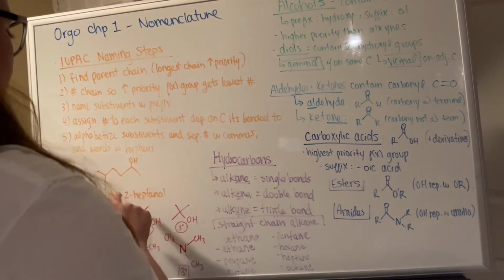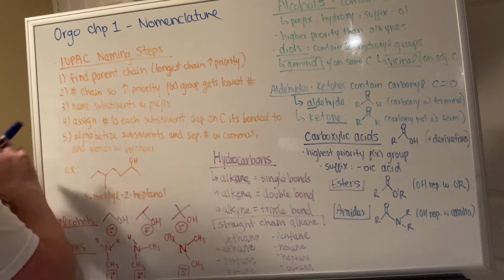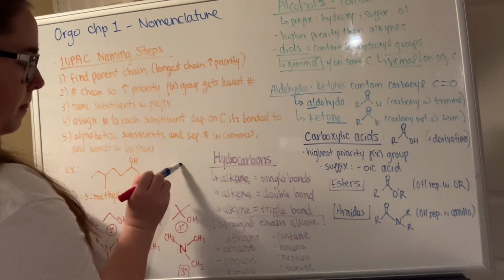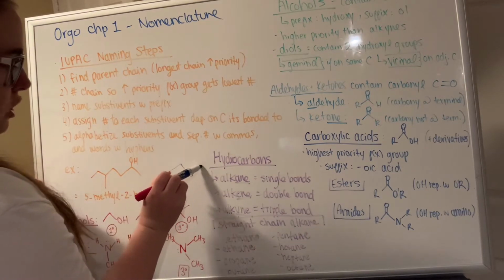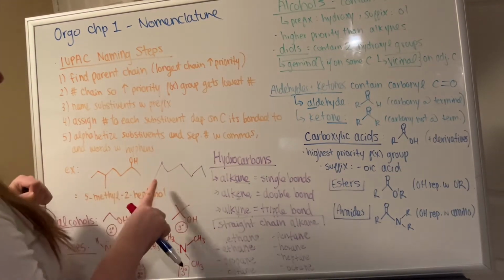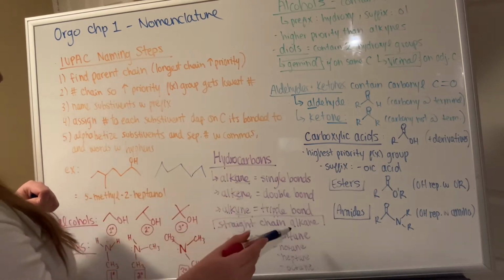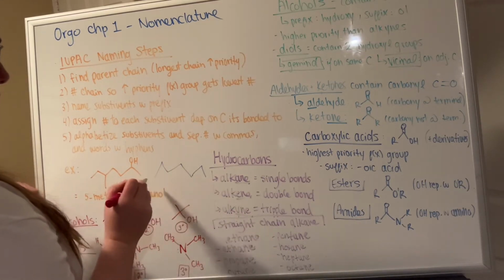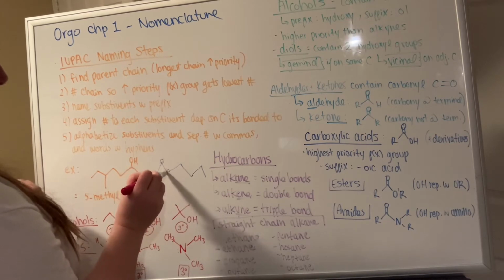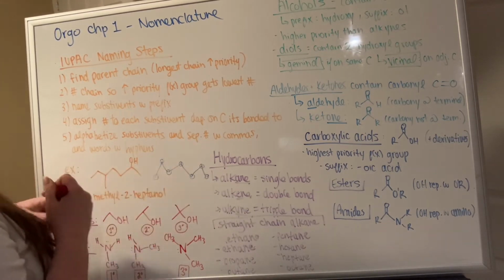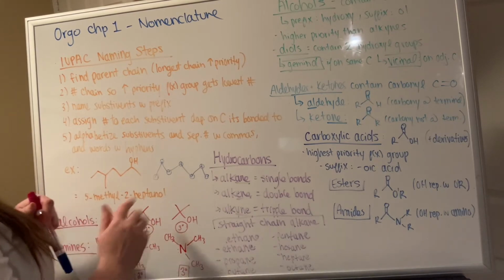And it would just kind of look like this. So this is just a chain of hydrocarbons, right? So however many carbons we have, let's count. 1, 2, 3, 4, 5, 6, 7, which means this would be heptane.